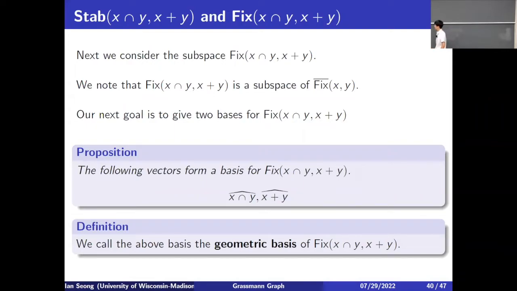And we actually refined it much more, in a way that we have a basis for fixed x intersect y and x plus y turning out to be x intersect y hat and x plus y hat. And you notice that we just completely eliminated the x hat and the y hat in the subspace. Okay, and again, we call this the geometric basis of this fix.